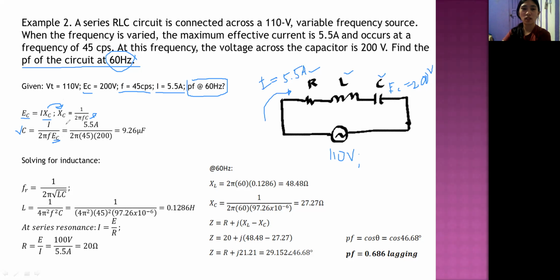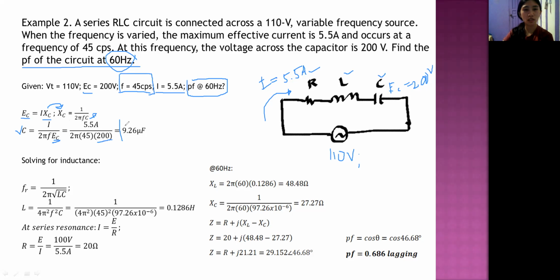So we'll plug in the values: the current is 5.5 amperes over 2 pi f, where f is given as 45 cycles per second, times the voltage, 200 volts. Calculating this, we'll have the value of 9.